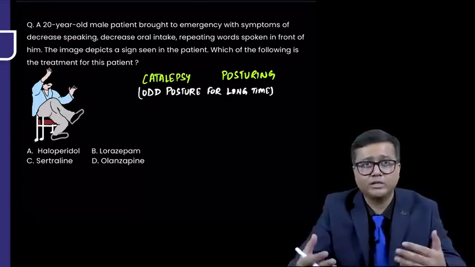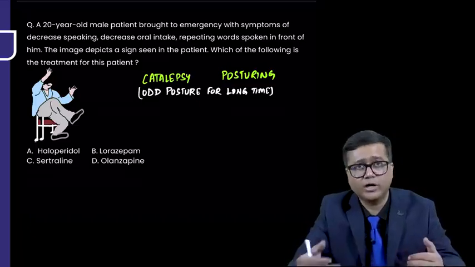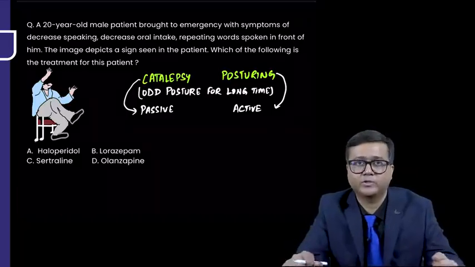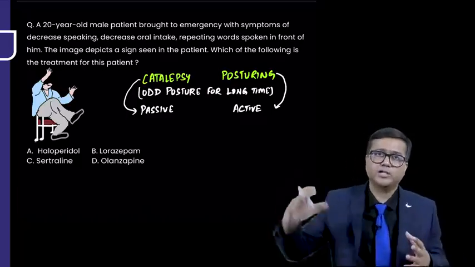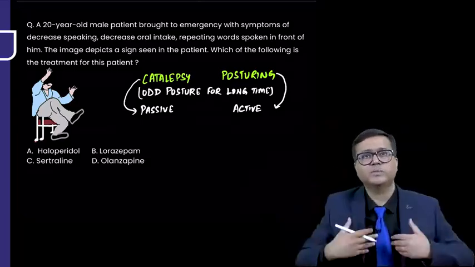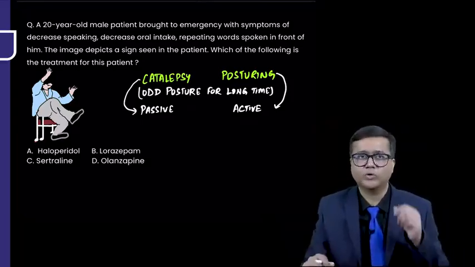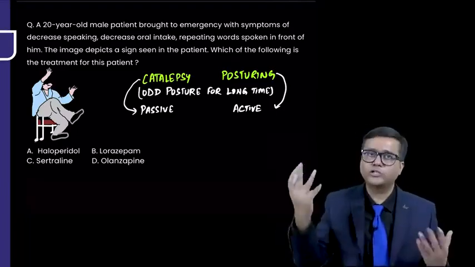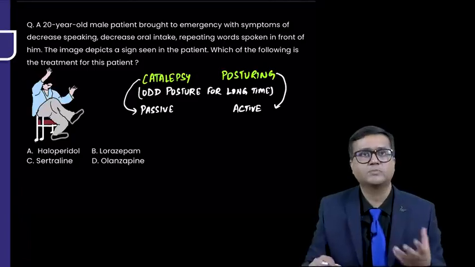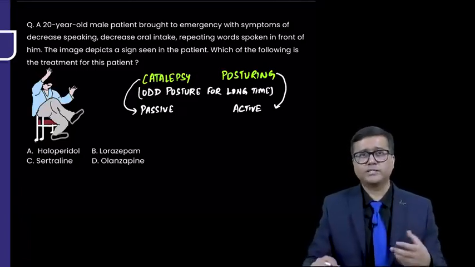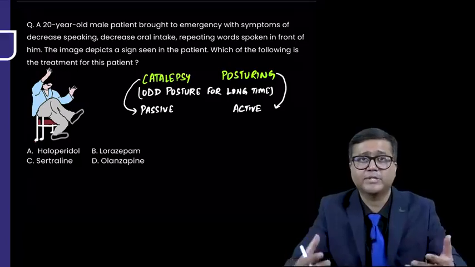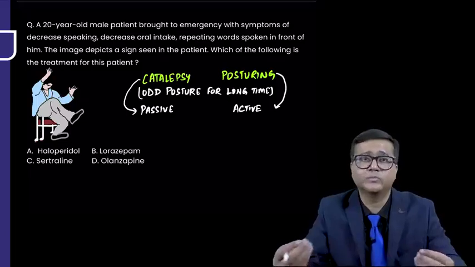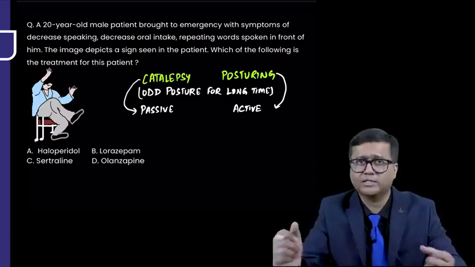How will we differentiate whether it is catalepsy or posturing? We need to know that catalepsy is a passive phenomenon. That means if someone made this patient come into this posture and then this patient is maintaining this posture by himself for a long time, then it is catalepsy. And suppose this patient came into this posture on his own and now he is maintaining it, then it is posturing. All these symptoms are telling us that the patient is having catatonic symptoms, which can be seen in various conditions like mood disorders, schizophrenia, and various other conditions.